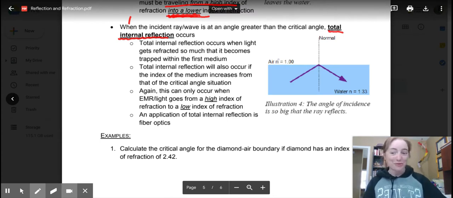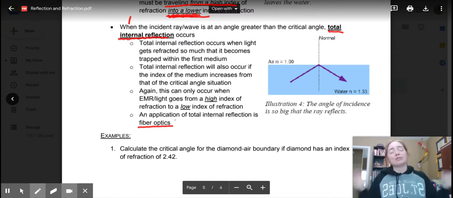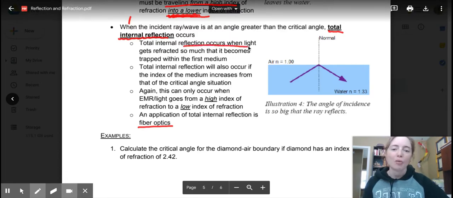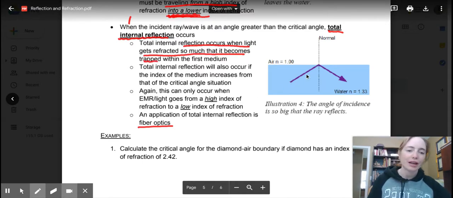Now, these are super cool because this is used with fiber optic cables. Okay, and as we all know, fiber optic cables are super useful for getting things like television and other types of telecommunications. Okay, so ladies and gentlemen, total internal reflection occurs when light gets refracted so much it becomes trapped within the medium. So as you see here, the light comes here, and instead of escaping to bend, it's going to bounce right back into the water here.